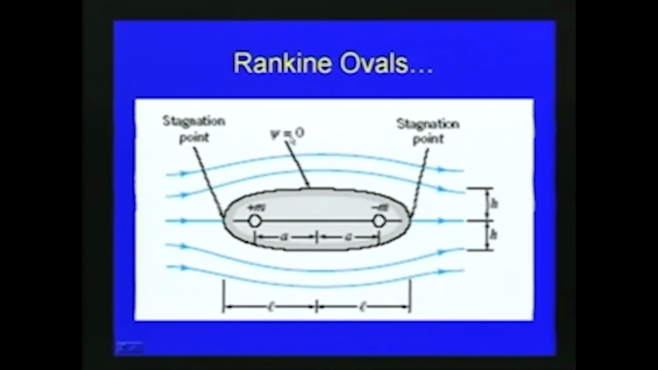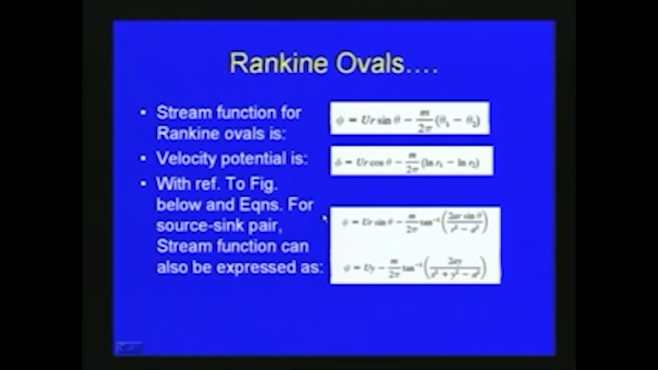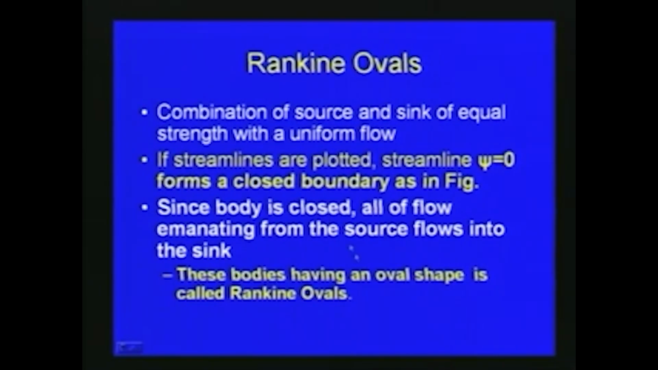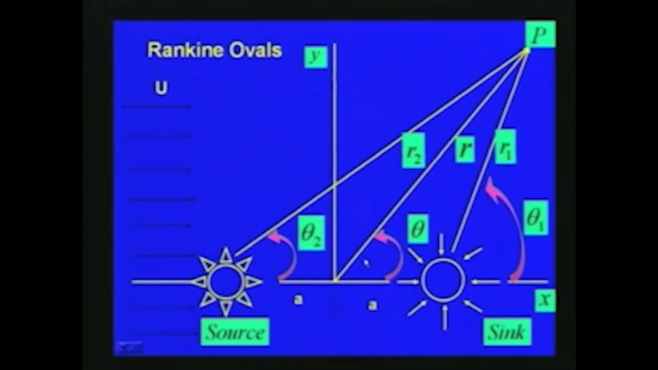So, the stream function psi equal to 0 forms a closed boundary, and since the body is closed, all flow emanating from the source flows into the sink. This body having an oval shape is the so-called Rankine oval. A Rankine oval is obtained by the combination of a source and a sink of equal strength superimposed on a uniform flow. Here you can see that there is a source here and a sink here, and then there is a uniform flow of velocity u.